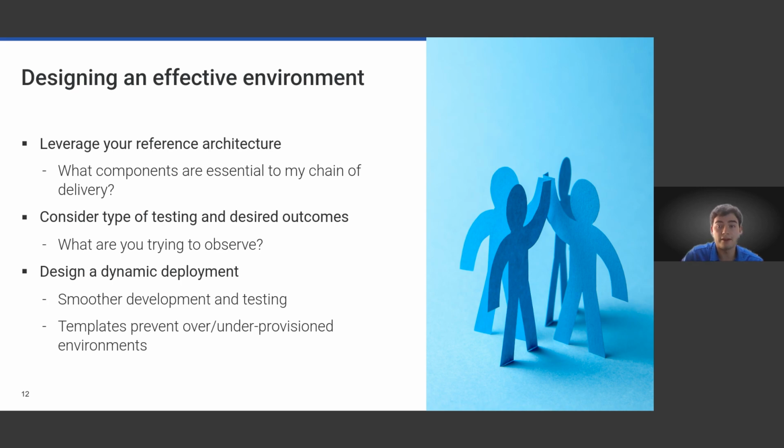During the design phase, it's also important to consider what type of testing is going to be done in your environment. Ask yourself what you're actually trying to observe. The test case here and the desired outcomes often dictate some of the design requirements. And most importantly, it goes hand in hand with planning for changing requirements. You want to design a dynamic deployment method. Besides adapting to changing requirements, it also has benefits while you're developing.